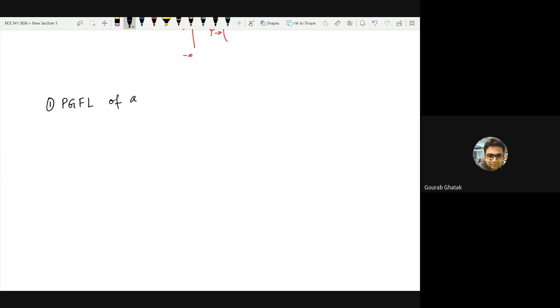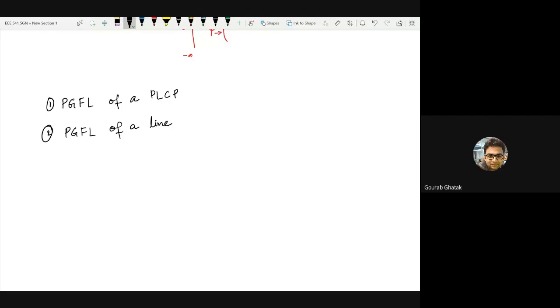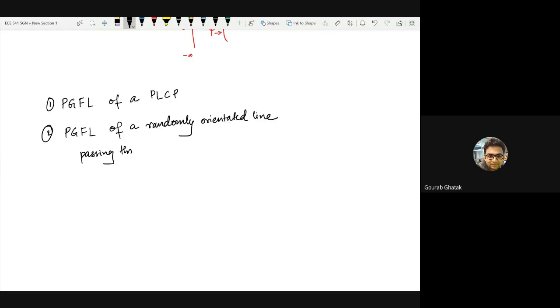a PLC, and the second thing, that is a line, or of a line which is randomly oriented, a line passing through a point.